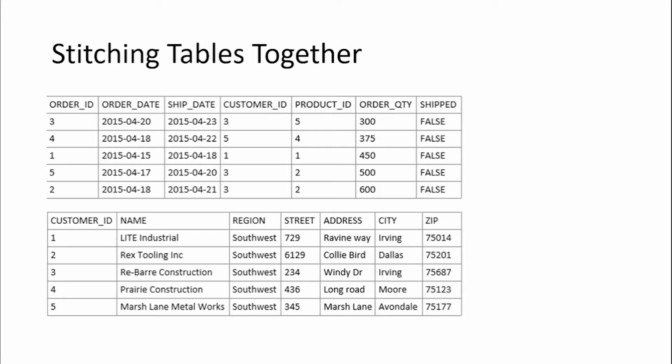Okay. So now we can see here we have two tables. One is an order table and the other one is a customer table.